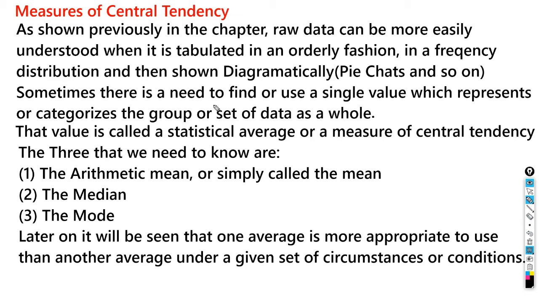Now, sometimes there's a need to find or use a single value which represents or categorizes the group or set of data as a whole. That value is called a statistical average or a measure of central tendency. The three that we need to know are the arithmetic mean, or just called the mean, the median, and the mode. Cool?